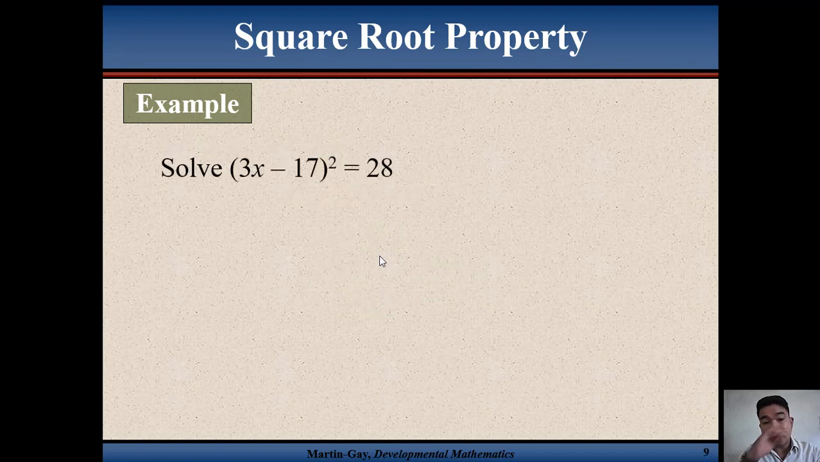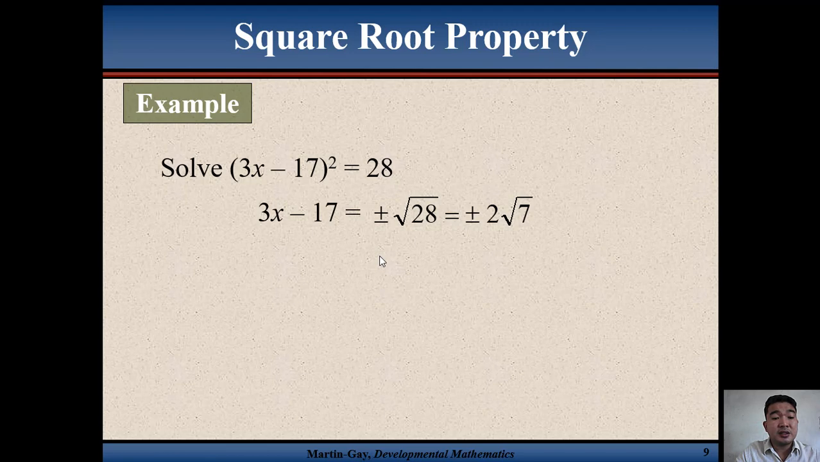Another example. The quantity of 3x minus 17 squared equals 28. So we extract the squares. So you'll have 3x minus 17 equals plus or minus the square root of 28. Take note that 28 is not a perfect square, but we have a perfect square factor in 28, and that is 4 times 7. So 4 times 7 is 28, and take note that 4 is a perfect square, so we can get the square root of 4, which is 2.